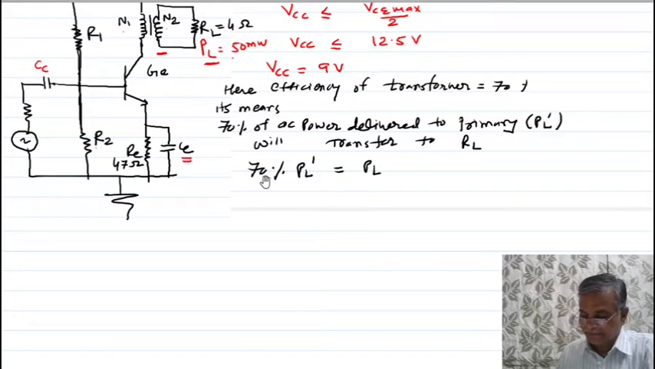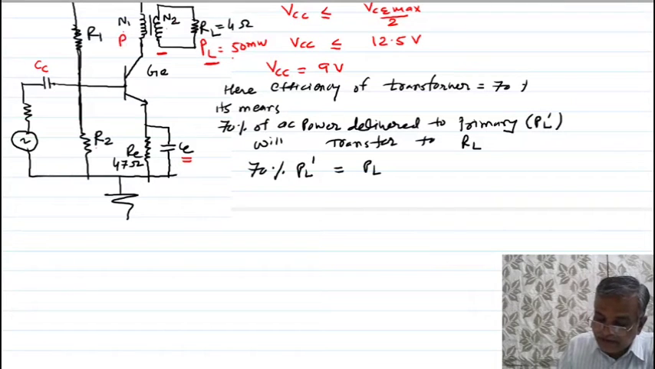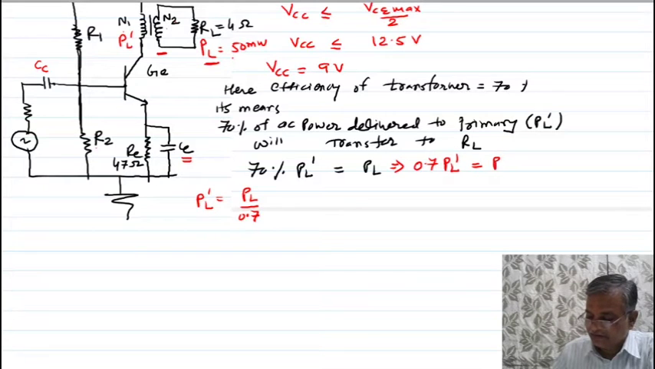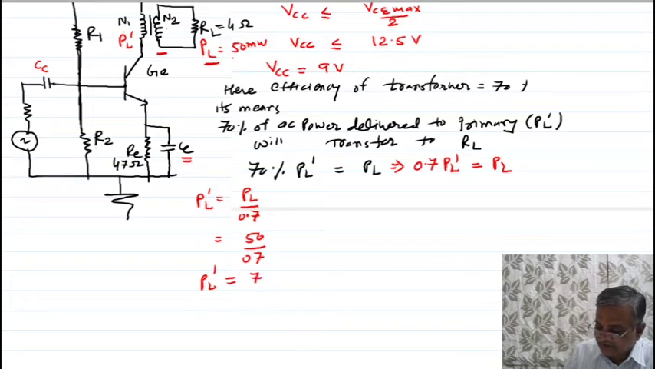So look here. I am finding what PL dash is. PL dash is equal to PL upon 70%, meaning 0.7. If you do not understand, 70% is nothing but 0.7. So I am writing 50 upon 0.7. So nearly this is 70 milliwatt.